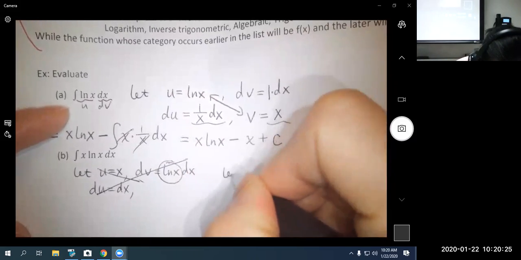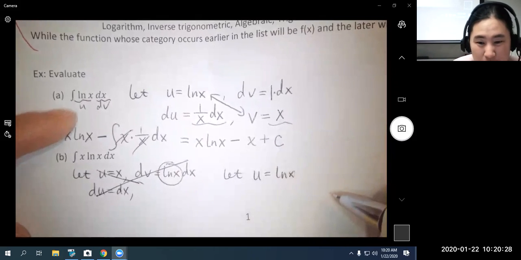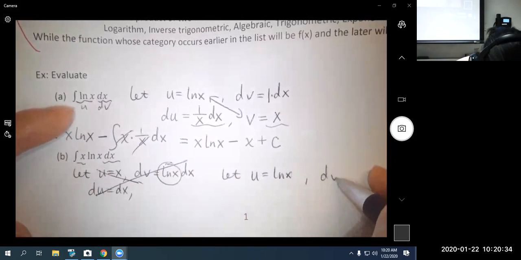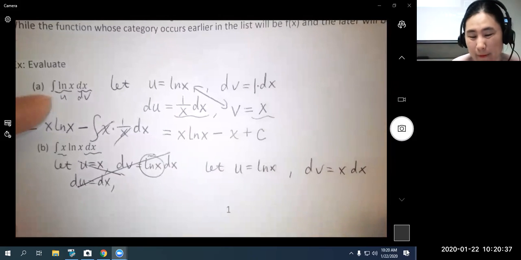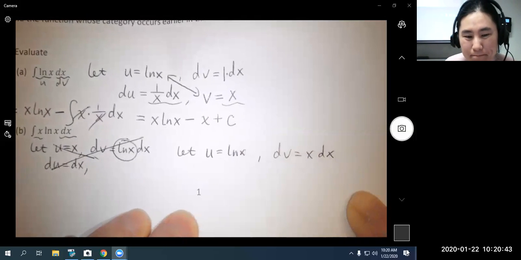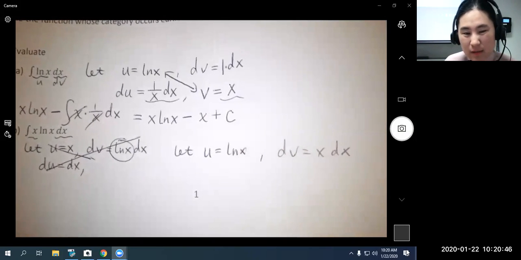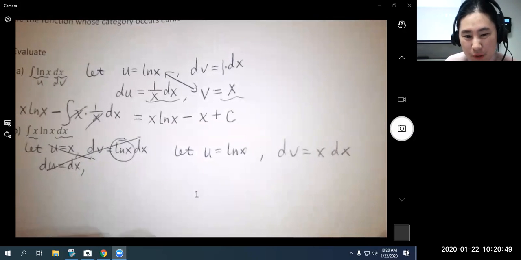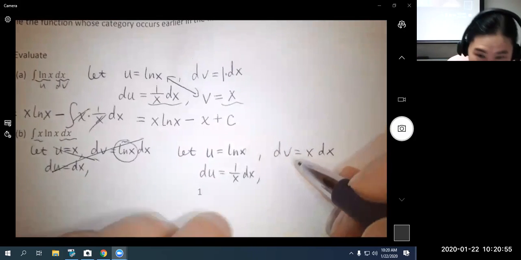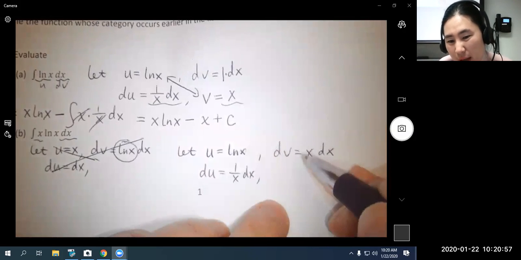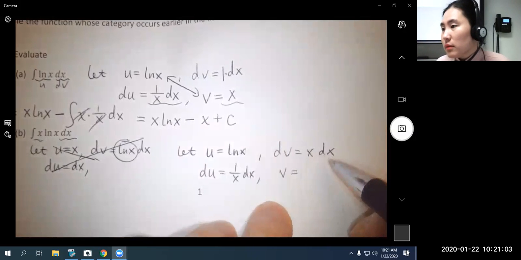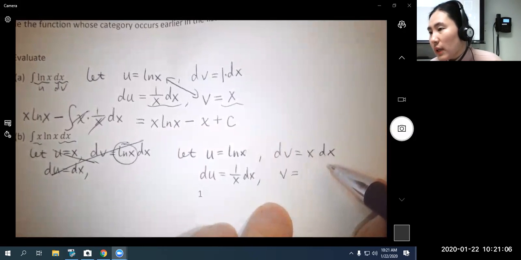What's the other way? Just let u equals ln x. And then the leftover is x dx, right? dv equals x dx. So what do we do now? Differentiate u: du equals 1 over x dx. Integrate dv: what is the antiderivative for x? 1/2 x squared, right?